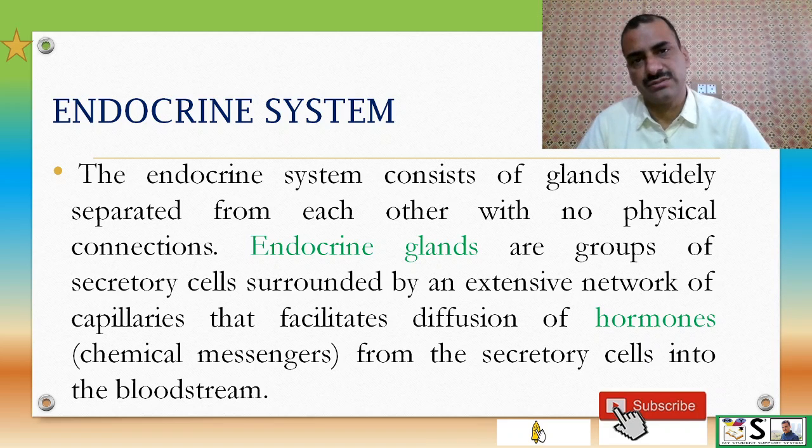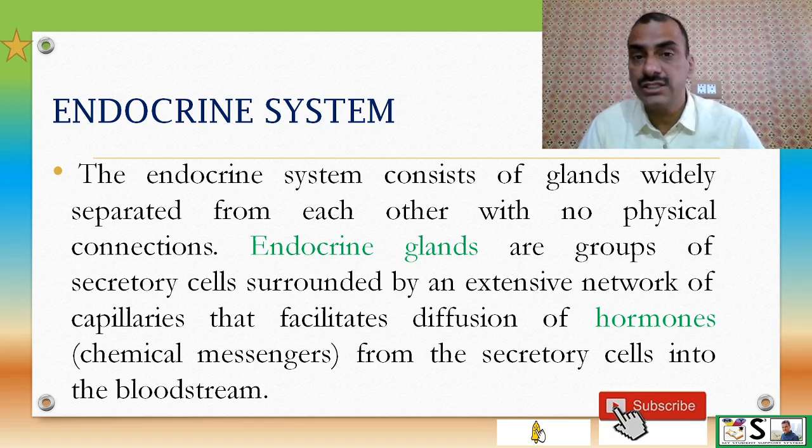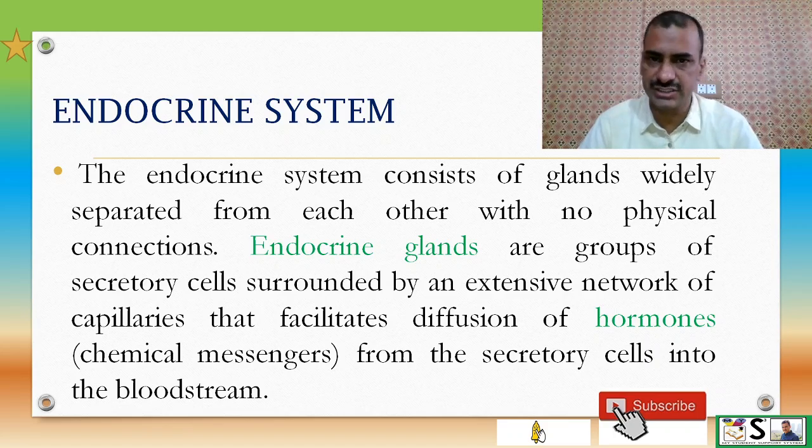In the endocrine system, there are a lot of glands, and this is a vast topic. So we will cover this whole topic in two lectures. In this lecture, today we will discuss the hypothalamus, pituitary, thyroid and parathyroid glands. The remaining glands we will discuss in the next class.